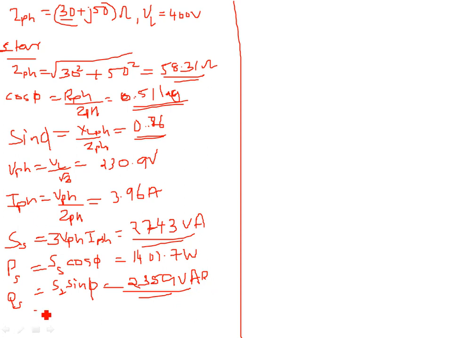Now we have found the phase current. What is line current? In the case of star connection, line current is equal to phase current, that is equal to 3.96 ampere. So the calculation regarding star connection is over. Now coming to delta connection.